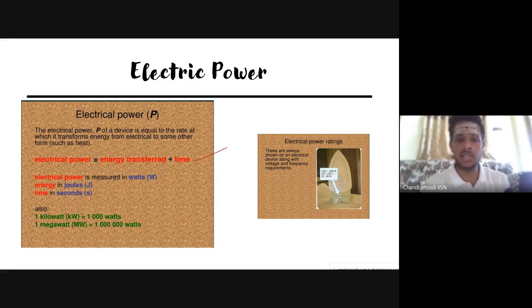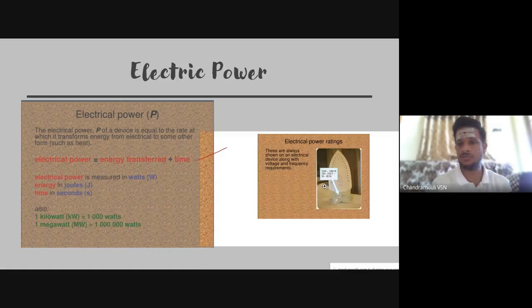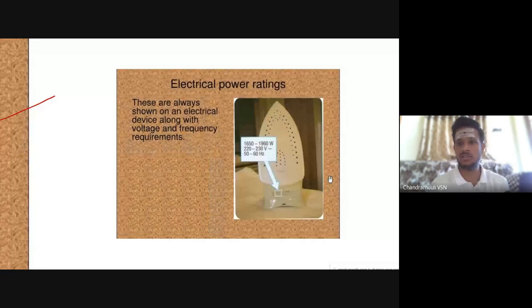Generally, the electric appliances given in our home or whatever we purchase, are you able to see it? They're always shown an electrical device along with voltage and frequency requirements. What does that indicate? First line is what? 1650 hyphen 1960 W. What does it indicate?